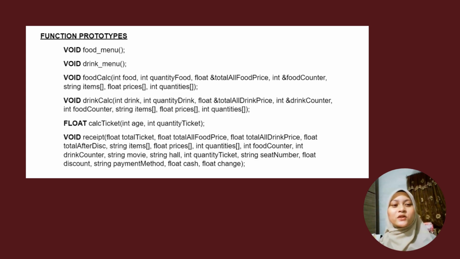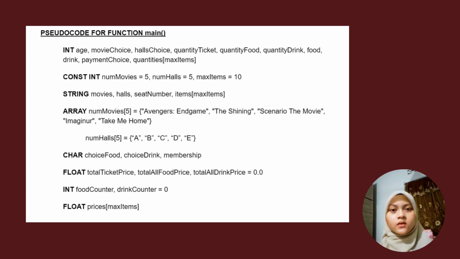This is our function prototypes that we designed for our program. We have function void food and drink menu, function void food, drink, ticket, and ticket calculation, and function receipt that will be displayed later. For the main function, we will be using specific data types for each variable to store into our program. We use int for the user's age, movie and hall's choice following the code given, quantity ticket, food and drink the user wants to buy, and selection of payment methods given.